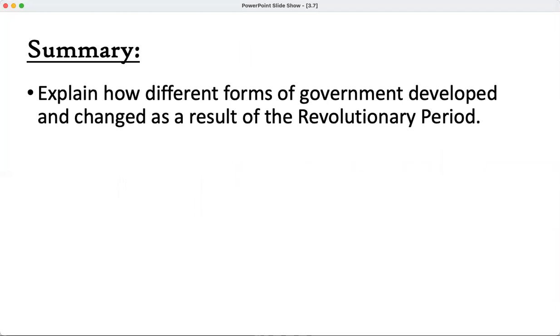So for our summary, I'd like you to explain how different forms of government developed and changed as a result of the Revolutionary period. If you have any questions, please let me know.